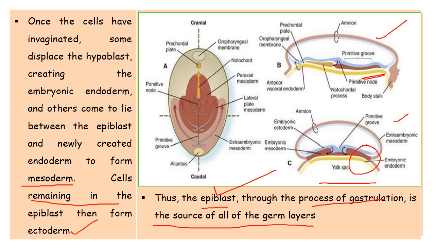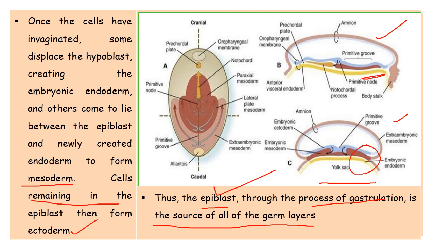So once the cells have invaginated, some displace the hypoblast. As we have discussed in the last slide, some cells which are detaching from the epiblast ultimately displace the hypoblast cells present on the down side, and they will create the embryonic endoderm. After that, the further cells which are going to move beneath are ultimately going to form the embryonic mesoderm, which will be present above the endoderm. So the cells remaining in the epiblast then form the ectoderm.